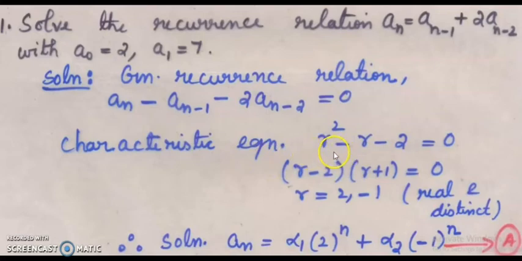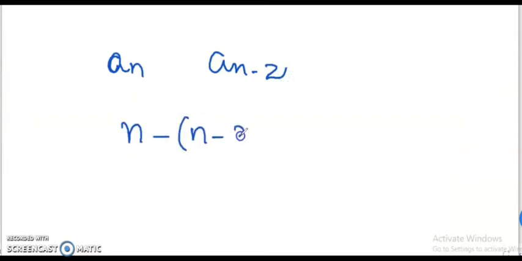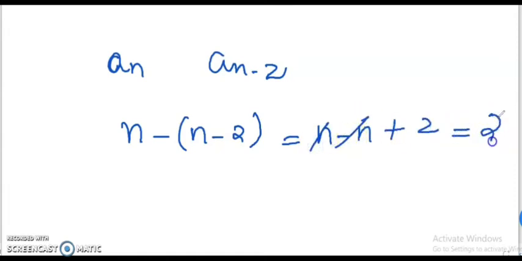To write the characteristic equation, we need the order of the equation. Take the highest term, which is an, and the smallest term, which is an minus 2. So you can subtract n and n minus 2. You can write like this, an is there, an minus 2 is there. So n minus 2, we get n minus n plus 2. So here the order is 2. The order of the recurrence relation is 2.